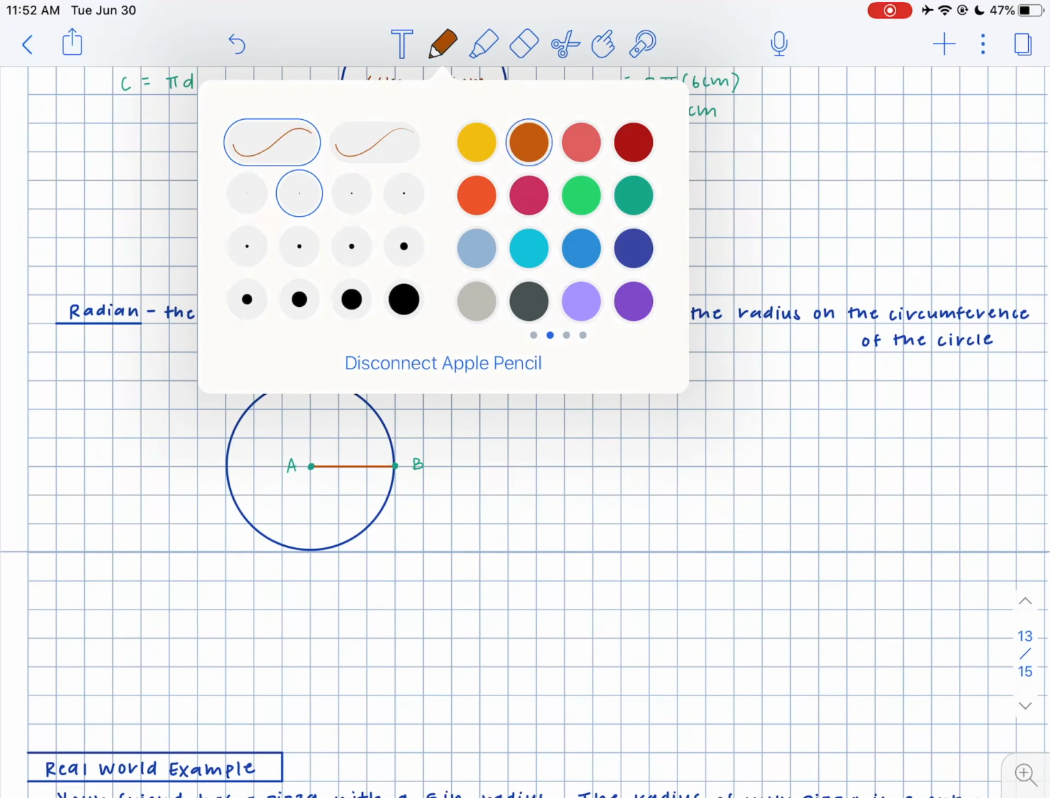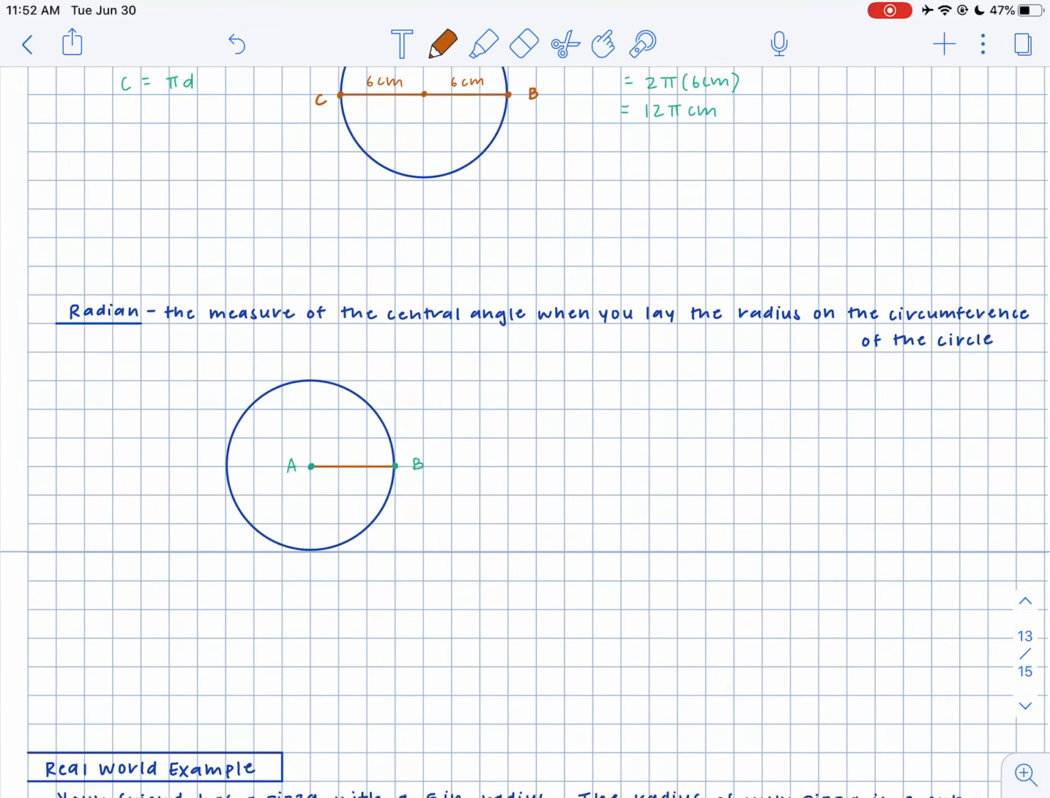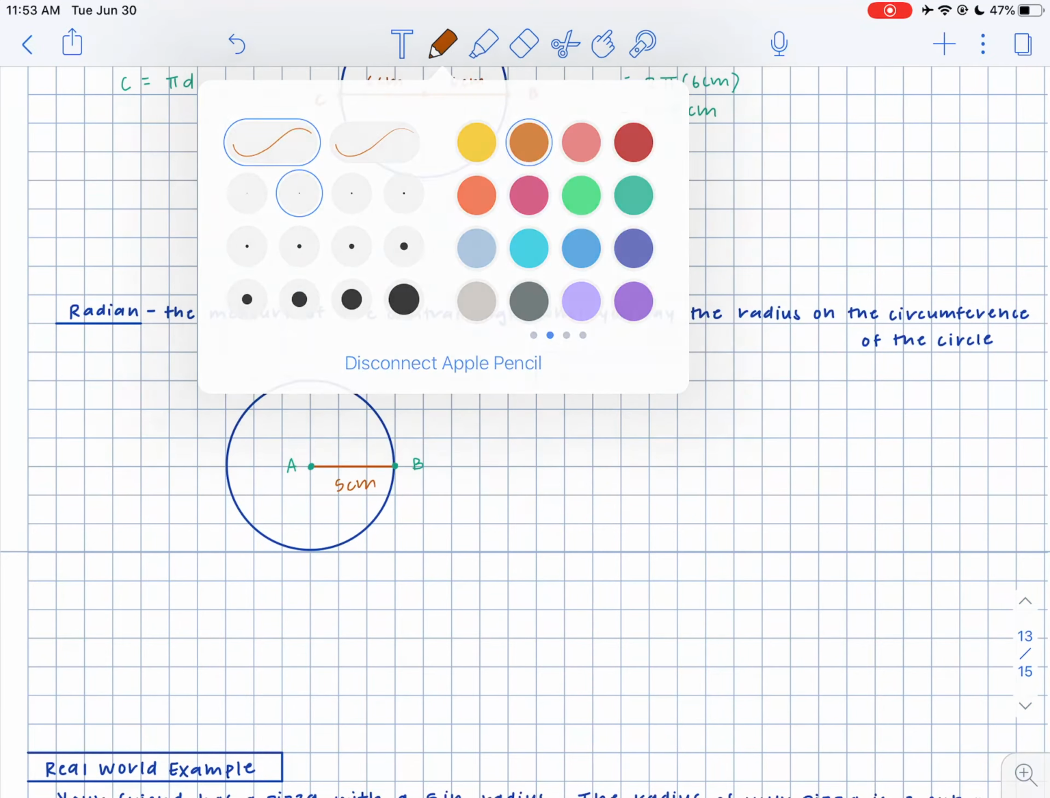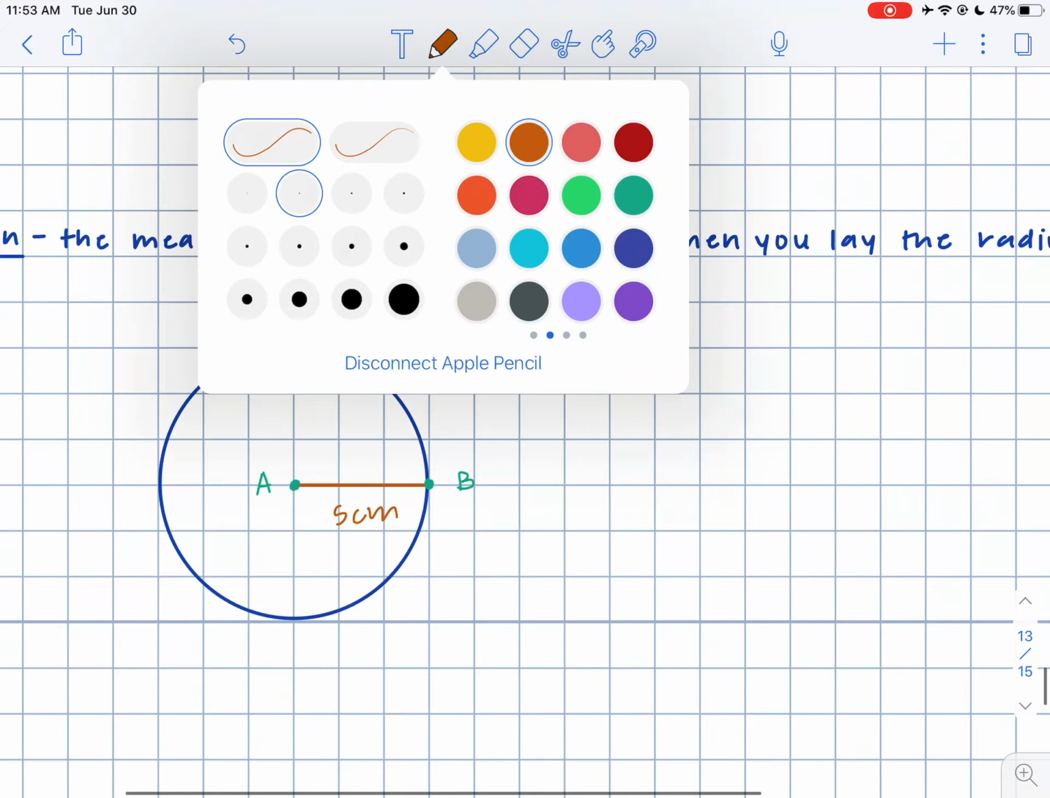So if we were to, let me erase this. So here is our radius, AB, and let me say that it's 5 centimeters, okay? And remember, we can measure arcs in either degrees or in units of length. So if we wanted to take this radius of 5 centimeters and lay the radius on the circumference of the circle, that means we want to take AB and put it on top of the circle, on the circumference of it.